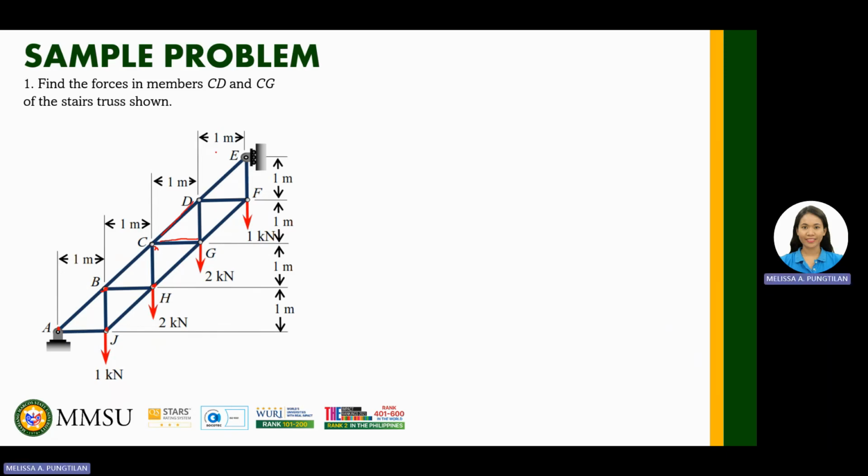So the first step here is to identify the support reactions. We have a hinge at point A, so we call its reactions AY and AX. And then at E, we have a roller. Taking the summation of moment at point A equal to 0, counterclockwise positive, we have AY multiplied by the moment arm. Sorry, it's the summation of moment at A.